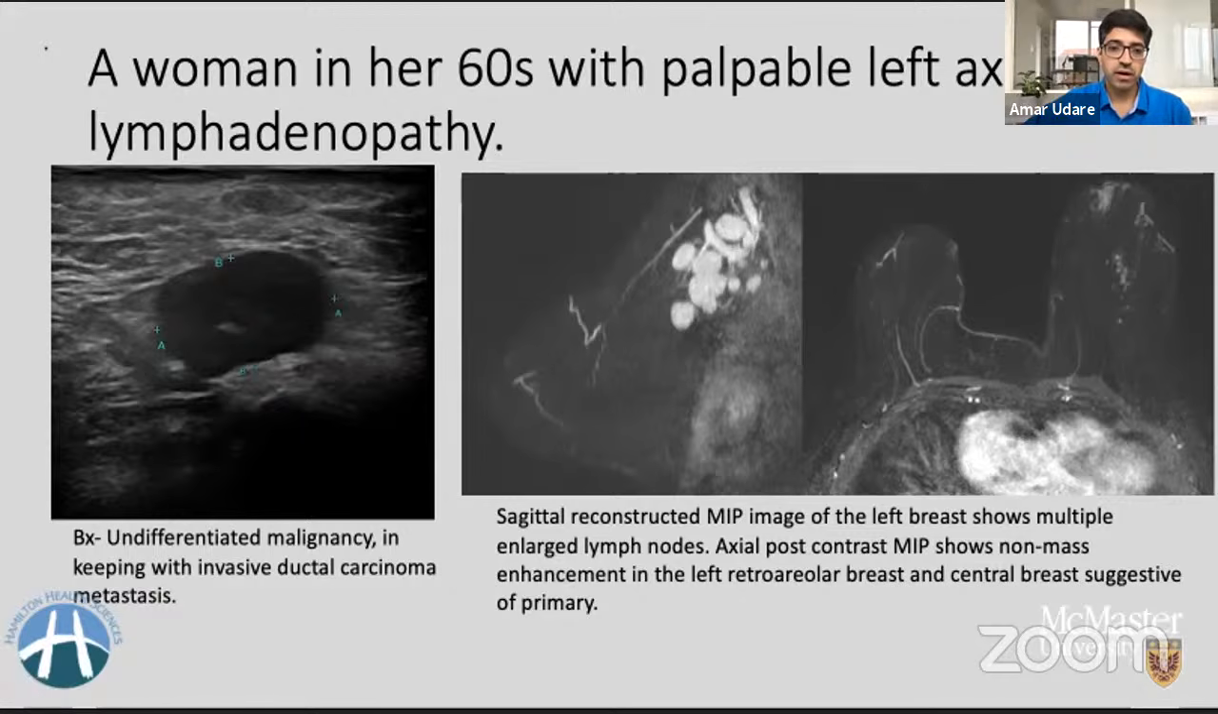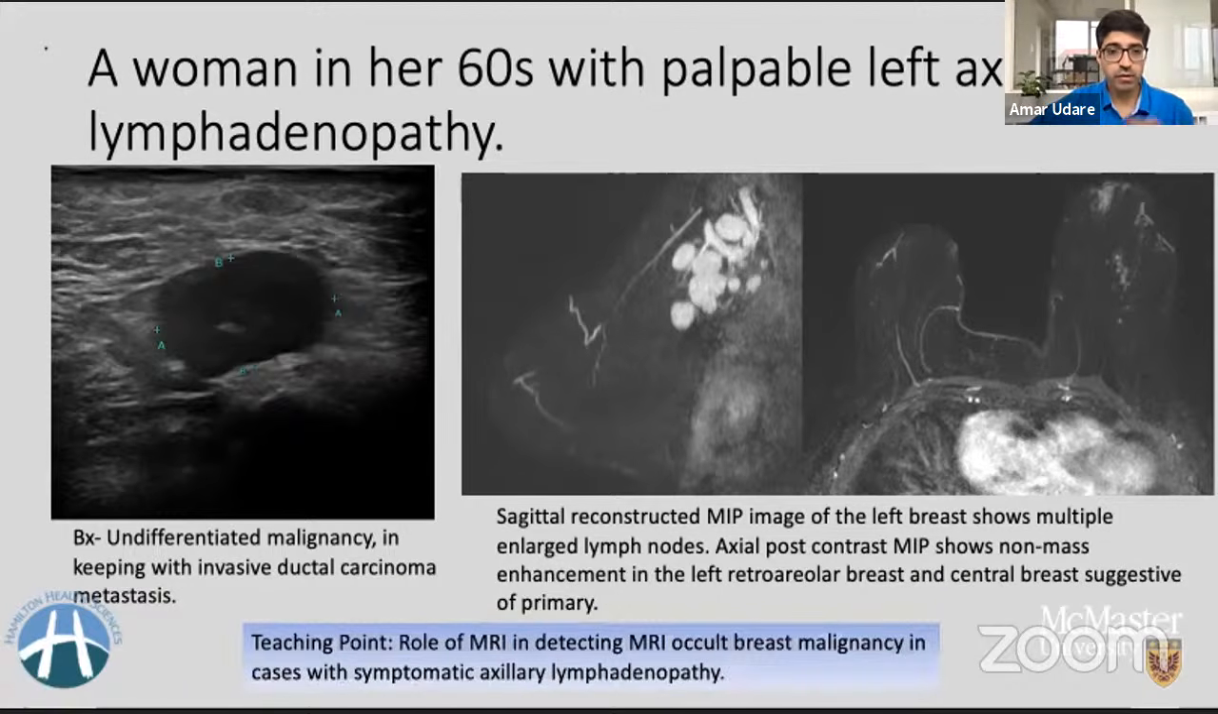The dictum based on the Z11 trial is basically we don't chase the axilla unless the patient has palpable lymphadenopathy, if the cancers are smaller than 2 centimeters in size. But nonetheless, in these instances, this is probably one of the exceptions. So coming back to one important slide before we conclude, the teaching point in this case is the role of MRI in detecting MRI occult breast malignancy in cases with symptomatic axillary lymphadenopathy. Always offer this test if you don't see anything on mammogram, but the axilla shows suspicious nodes which turn out to be malignant.